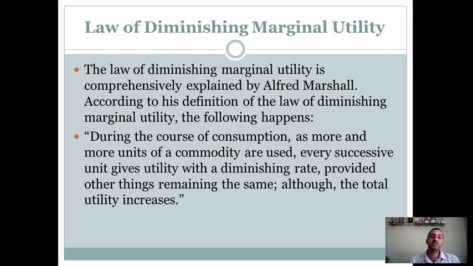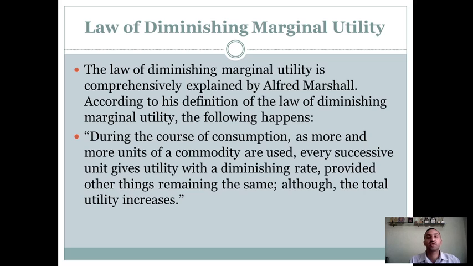The law of diminishing marginal utility is comprehensively explained by Alfred Marshall. According to his definition of the law of diminishing marginal utility, the following happens. During the course of consumption, as more and more units of commodity are used, every successive unit gives utility at a diminishing rate, provided other things remain the same, although the total utility increases.